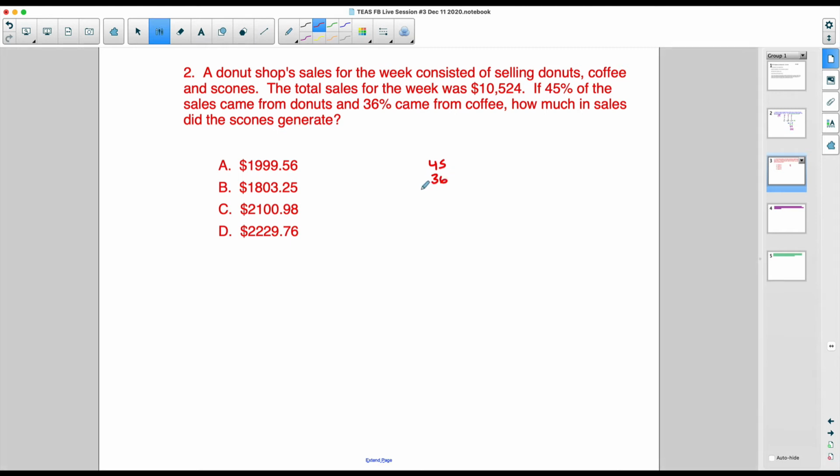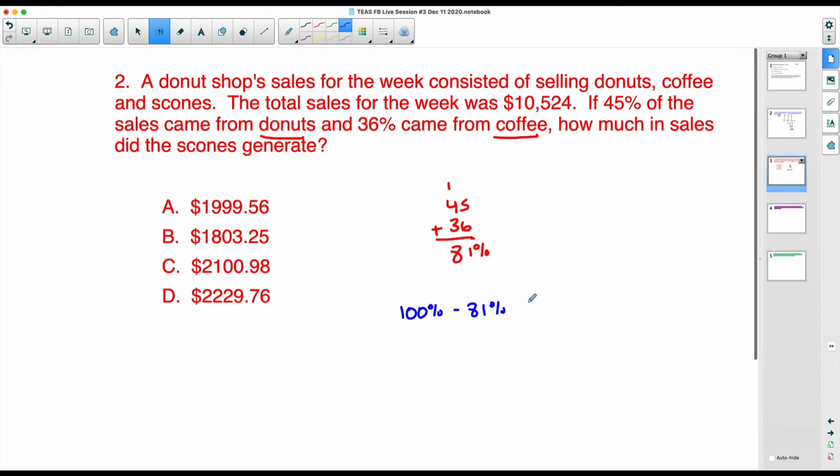So if I look at these two percentages together, if we add those, 5 and 6 is 11, so we get 81. So 81% of their sales comes from donuts and coffee. The rest comes from the scones, and the scones is what we're interested in. So if you think about it this way, if we take 100% and we subtract off the 81%, this will tell you the percentage that you have left, and that percentage there is the scones.